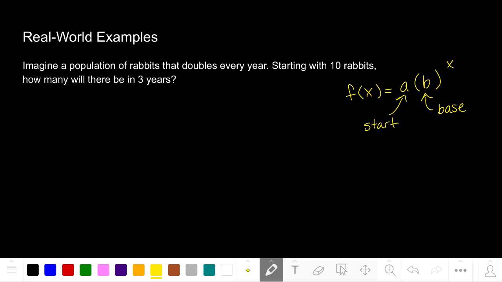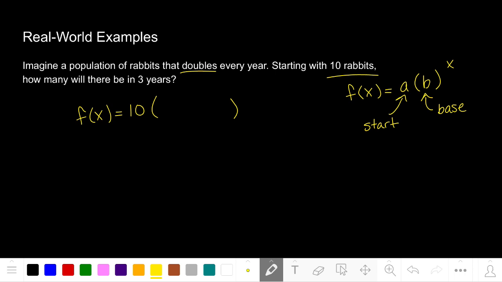Now, how you set up problems like these is we always start with our starting value. In this case, that's 10 rabbits. So we'll start with f(x) equals 10. And we know that inside these parentheses needs to be our base. And our base has something to do with the rate at which the population increases. The population doubles every year.